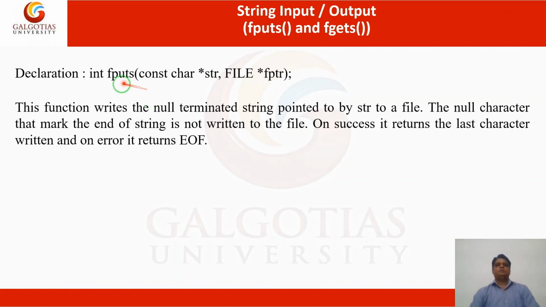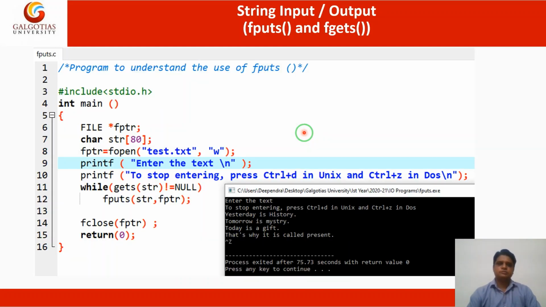So here, with the use of fputs, this function writes the null terminated string pointed by str to a file. The null character that marks the end of the string is not written into the file. On success, it returns the last character written, on error, it returns end of file. So in this example here, we have created an array of length 80.